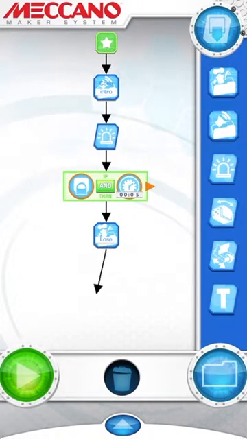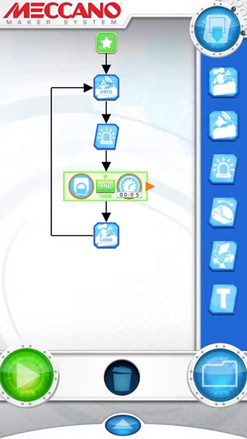I want to set it up so the player has a chance to try again right after they lose, so we'll make a loop. Just grab the arrowhead under the lose animation and drag it up here on the first component. And that makes a loop. So as long as you get the code wrong or run out of time, it'll keep restarting.